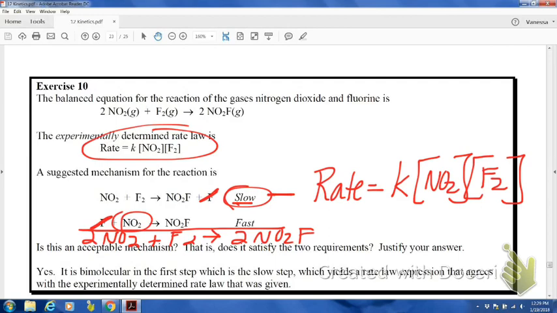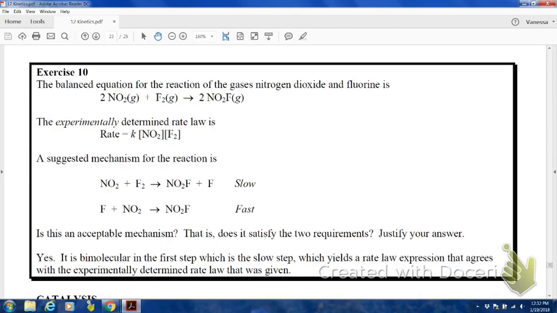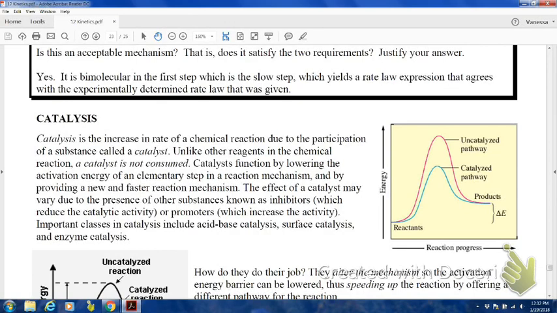Okay, so let's move on. So this one's slow because the top one you had to break a bond, is that why? No, because sometimes it's the second step that's slow. It's slow because they told us it was the slow step. It's been determined. They're wanting us to see if it agrees. And we're going to practice some on your worksheet in a second.